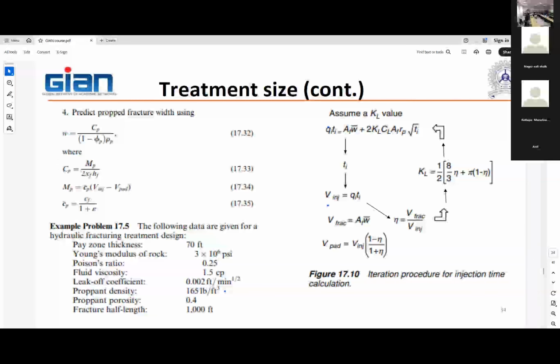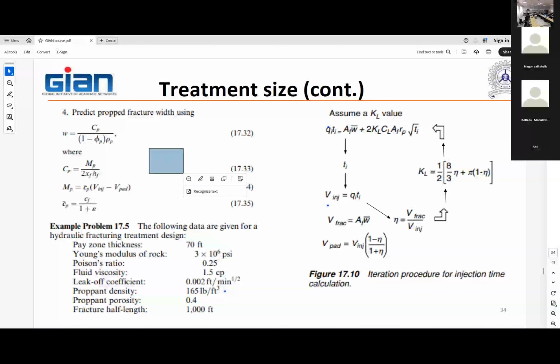What is capital C sub P? The mass of the total propellant pumped divided by the total area of the fracture. So this is the amount of propellant per unit foot square of the fracture. Suppose this is the fracture. If this is 1 foot square of the fracture, how much propellant will be there? So this would be pounds per feet square. That would be the unit of this.